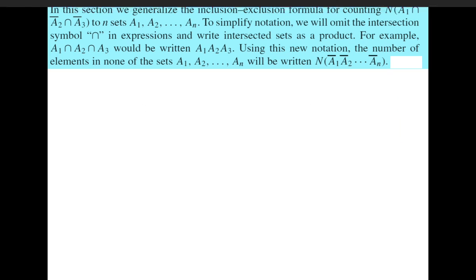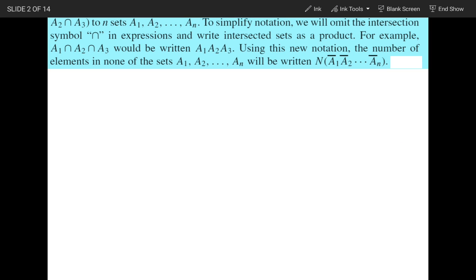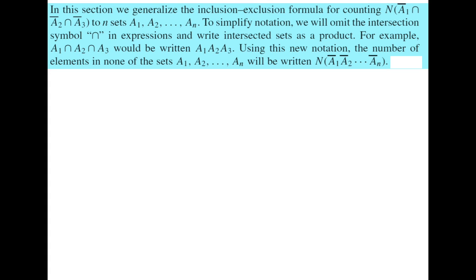Good morning everyone. So recall that in the last class we were discussing the inclusion exclusion formula for mainly two sets and three sets. Today we will see the generalization of the inclusion exclusion formula. To start with, the first notation is the intersection sign. If I write A1 intersection A2 intersection A3, it simply means A1A2A3, or A1A2A3 means A1 intersection A2 intersection A3.